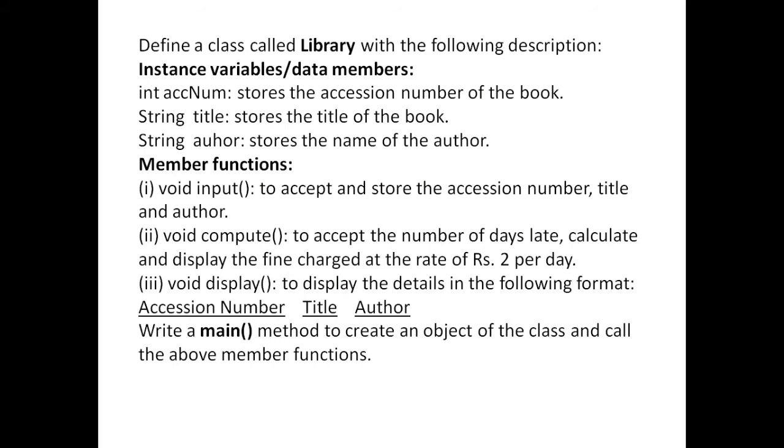Now see children, here a little bit of a twist is there in the question. In compute also you have to take one variable, because that variable will be the number of days late. Based on that number of days late, the fine will be charged, fixed at ₹2 per day, that is 2 into the number of days late. Then you have to display finally the accession number, title and author, and write the main function, create the object and call the member functions. Here a little bit of change is there in this question, children. In input you have the formal parameters, but in compute also you have to take one formal parameter, that will be the number of days late.